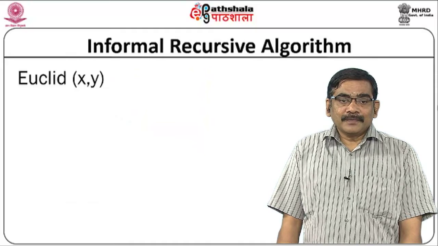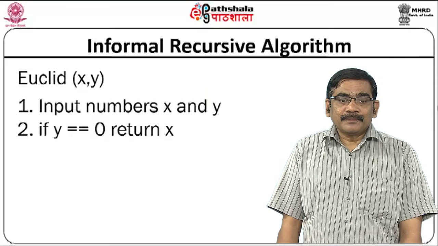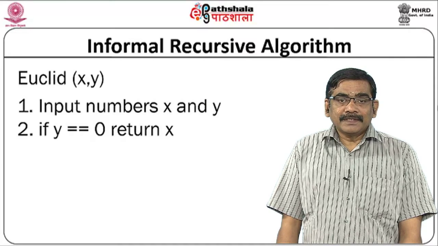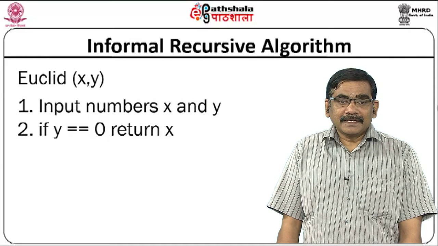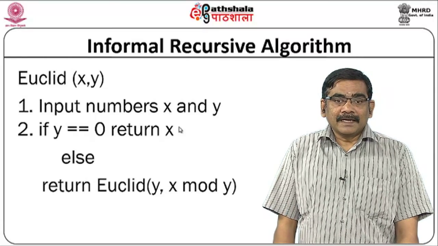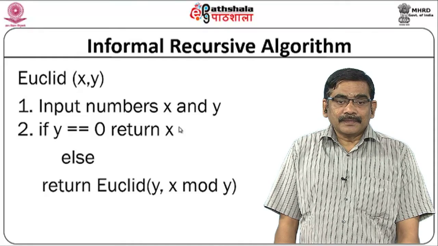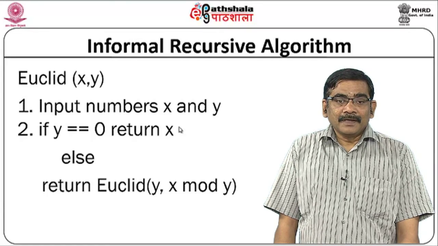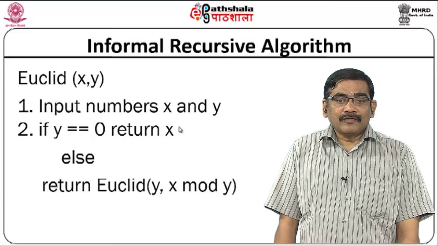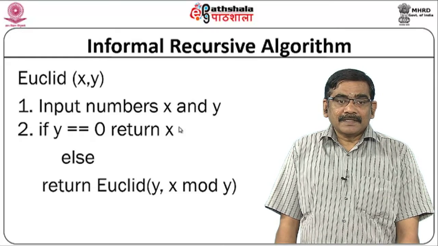Informally, for the recursive version, we can use the mod function. Suppose y is going to be 0, then we are going to return x, otherwise we are going to call the algorithm in a recursive manner, where we apply this recursive formula. So, this is the formal algorithm. You can see exactly what is happening.